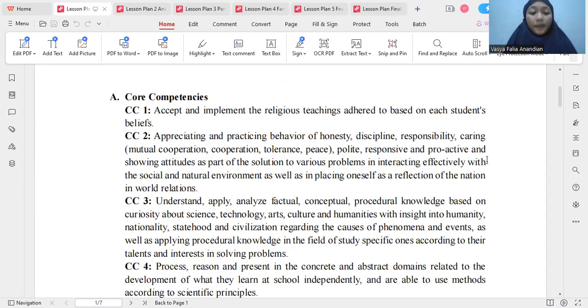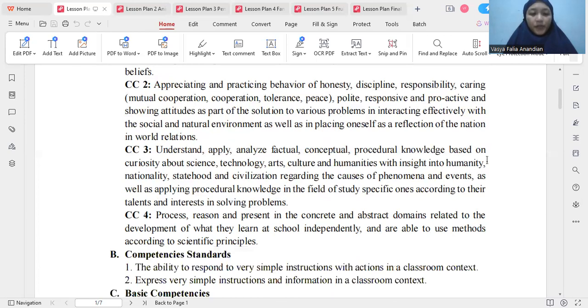The third is that understand, apply, analyze factual, conceptual, procedural knowledge based on curiosity about science, technology, arts, culture, and humanities with insight to humanity, nationality, statehood, and civilization regarding the cause of phenomena and events, as well as applying procedural knowledge in the field of study, specific ones according to their talents and interest in solving problems. And the fourth is the process, reason, and present in the concrete and abstract domains related to the development of what they learn at school independently and are able to use that methods according to scientific principles.